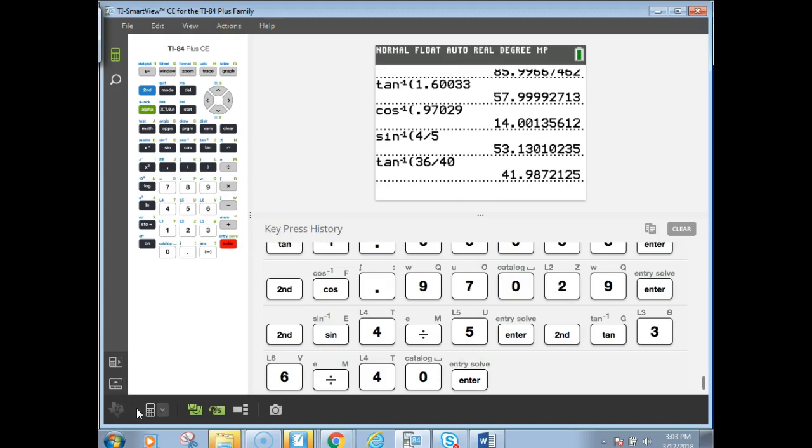All right, and we'll go to the nearest degree, so that would be 42 degrees.